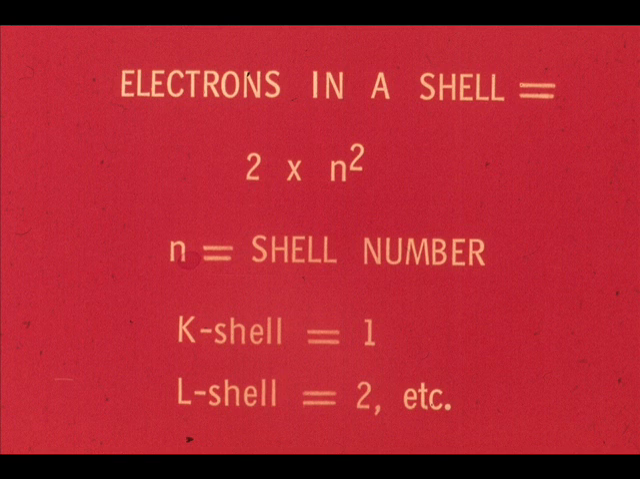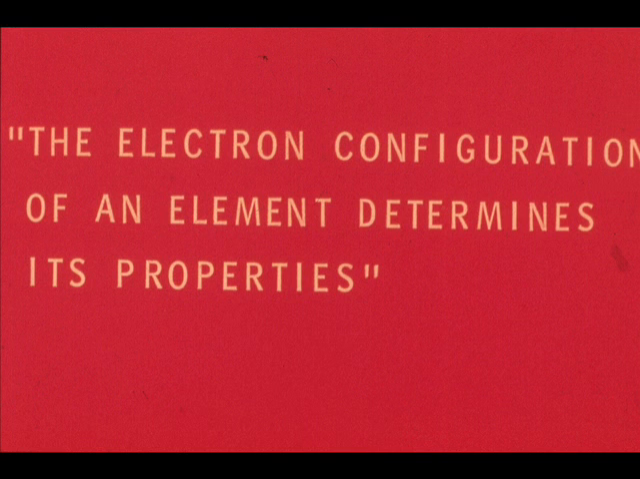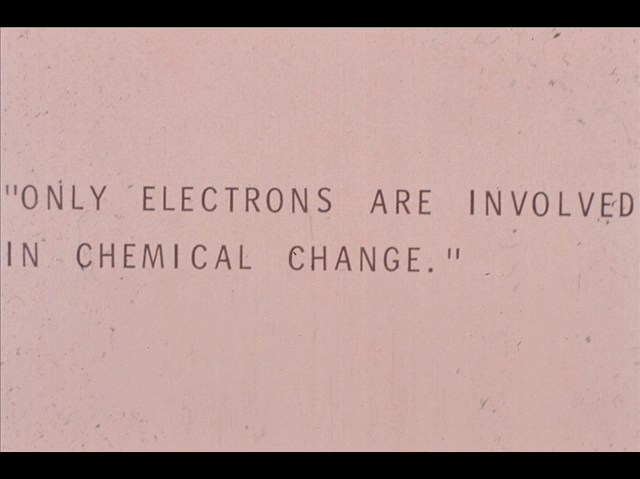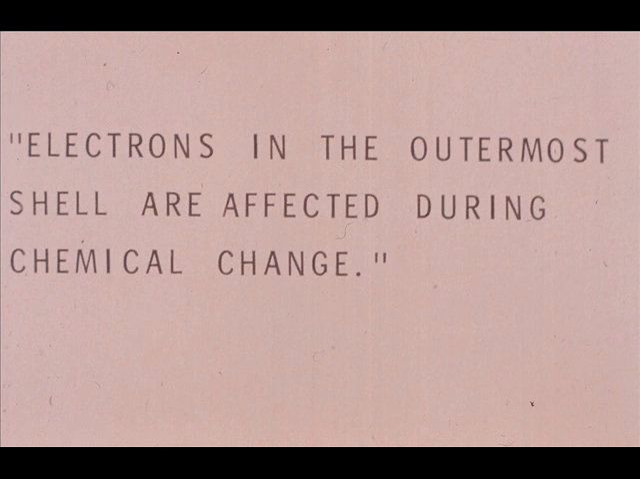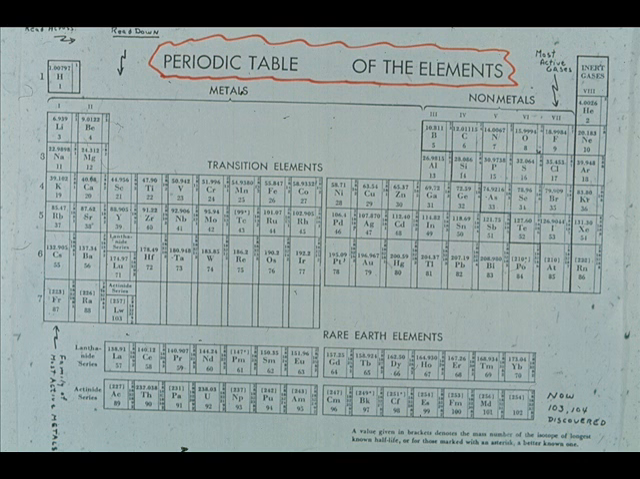The equation for calculating the number of electrons in a shell is 2 times the shell number squared. The electron configuration of an element determines its properties. Only electrons are involved in chemical change. The electrons in the outermost shell are affected during chemical change. The periodic table groups the elements according to similar electron structure.